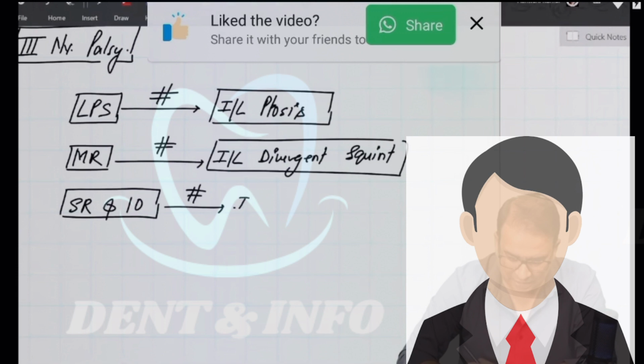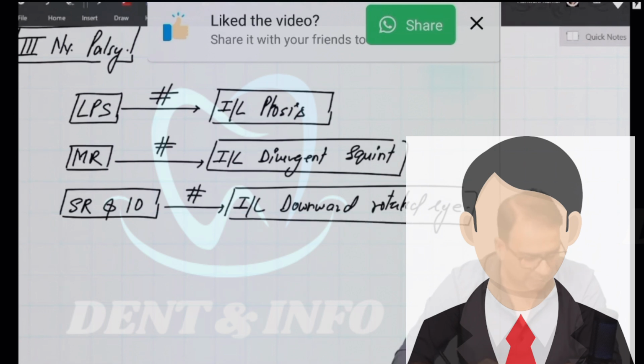So there is a ipsilateral. Ipsilateral, that means on the same side. Ipsilateral downward rotated eye will be there here.